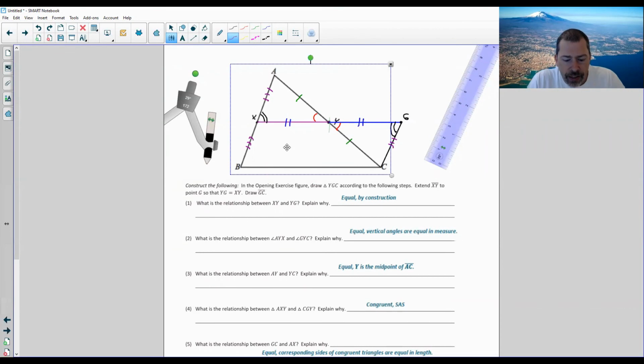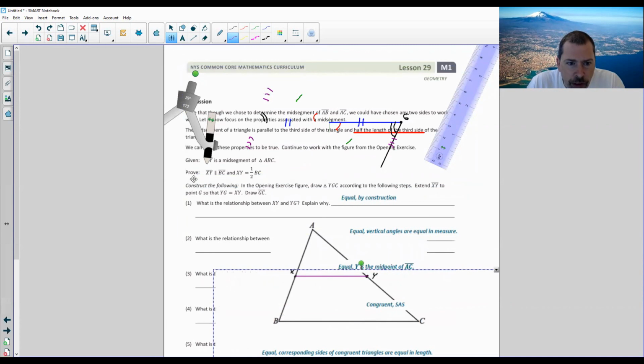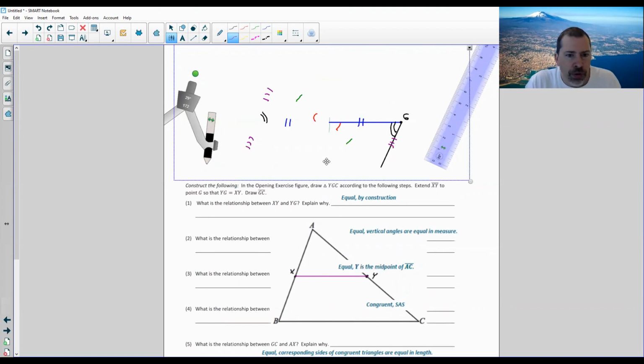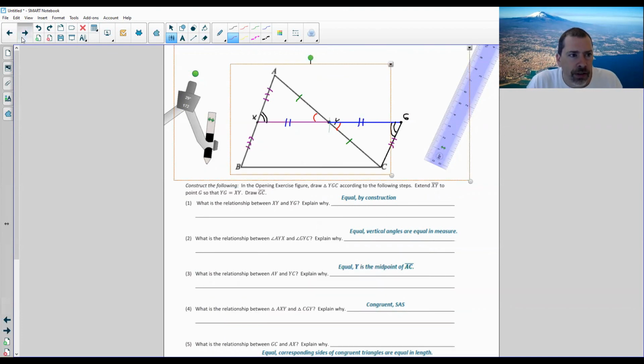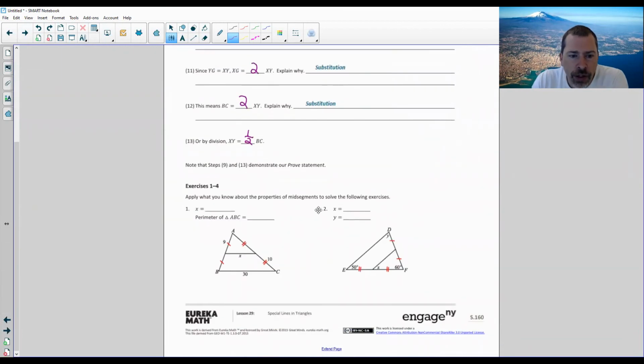So if I get this out of the way, it said right here, prove XY is parallel to BC and XY is 1/2 of BC. So we just did all that. Pretty cool stuff. I'm impressed. Now let's go to exercises 1 through 4. Apply what you know about the properties of mid-segments to solve each exercise.